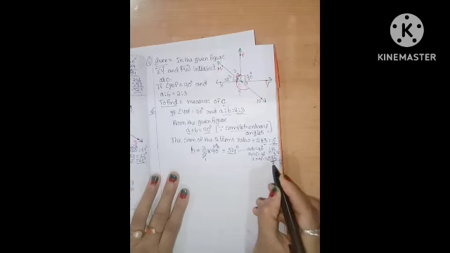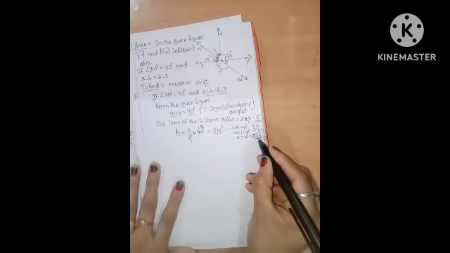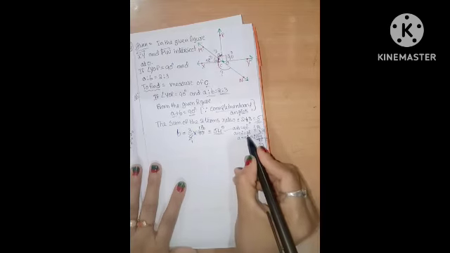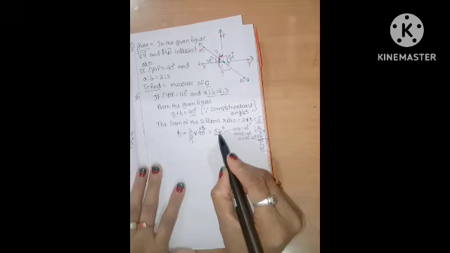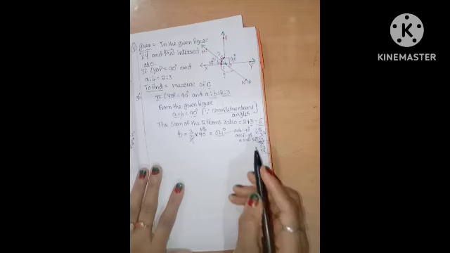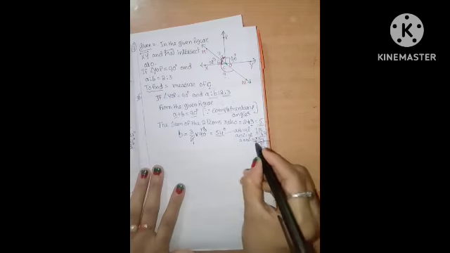90 minus 54. So 10 minus 4 is 6, one borrowed, and the left is 8. 8 minus 5 is 3. Is it correct or not? Let's check it. Is A plus B equal to 90 degrees or not? Once you check it, what is the A value? The A value is 36.